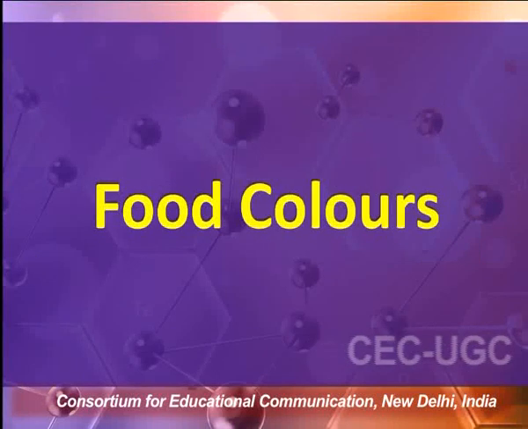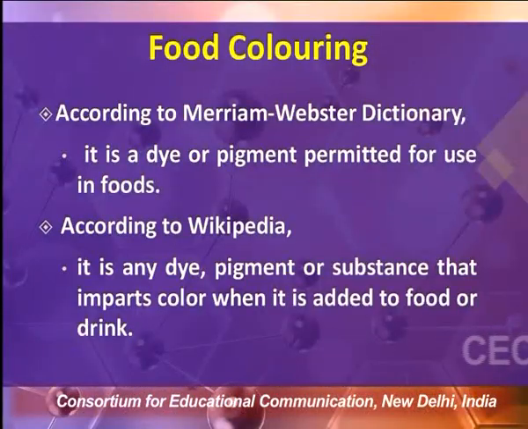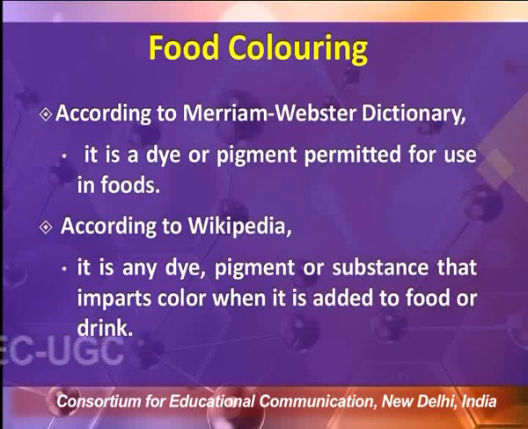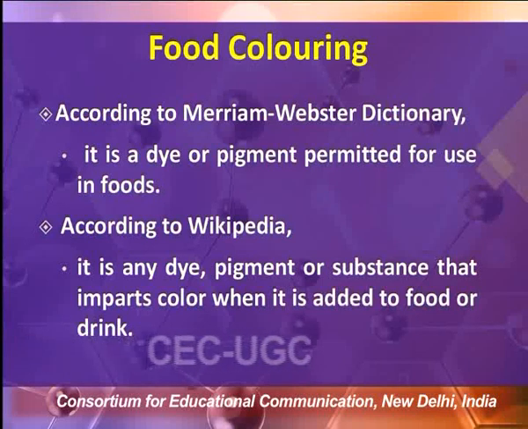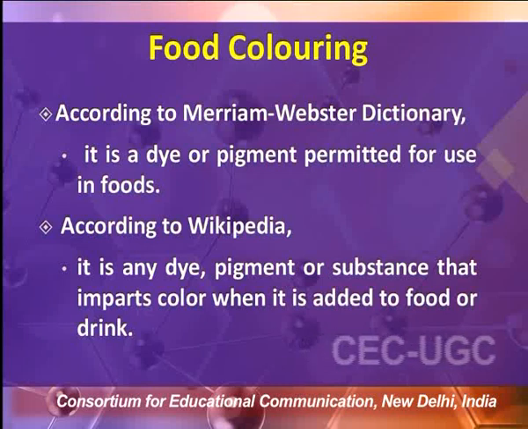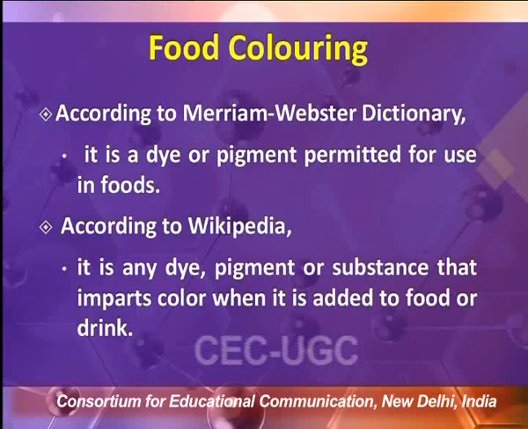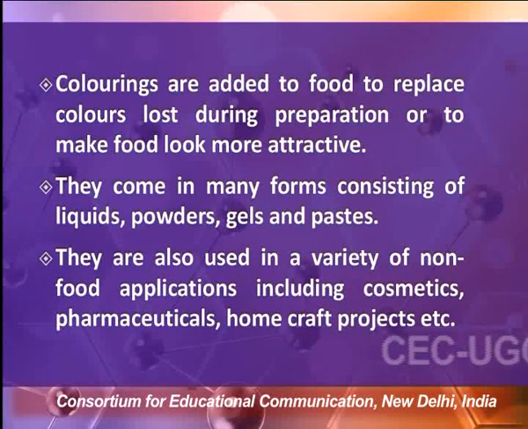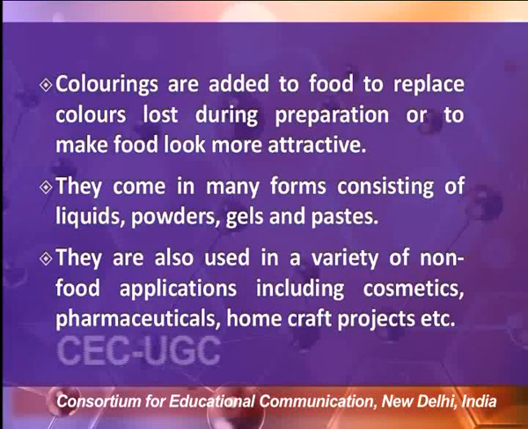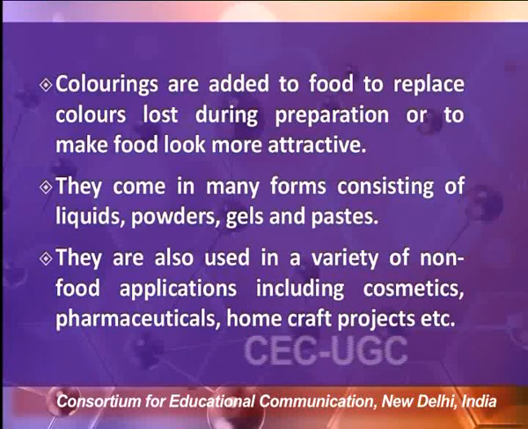Let us now talk in detail about food colors, because we see nowadays in general a lot of colors are used in food while processing. According to Merriam-Webster dictionary, it is a dye or pigment permitted for use in food. According to Wikipedia, it is any dye, pigment or substance that imparts color when it is added to food or drink. Colorings are added to food to replace colors lost during preparation or to make food look more attractive.